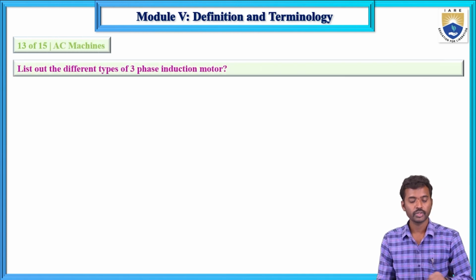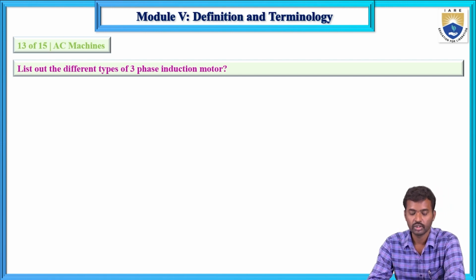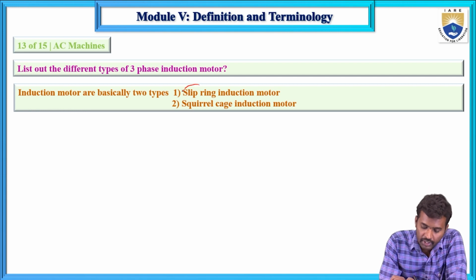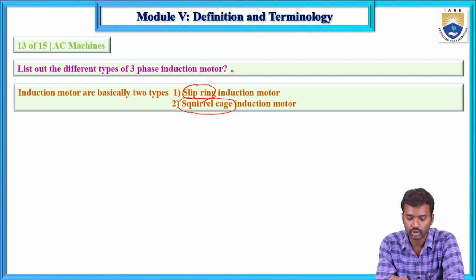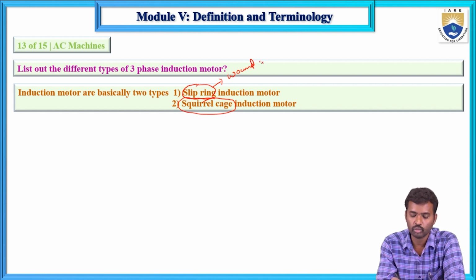13th question. List out different types of three-phase induction motors. The first one is the slip ring induction motor, and the second one is the squirrel cage induction motor. The slip ring induction motor is also called the wound rotor induction motor. Depending upon the application, we will use squirrel cage or slip ring.